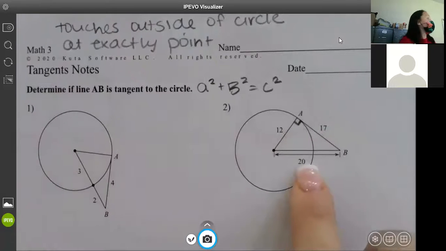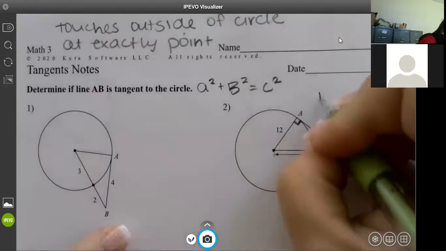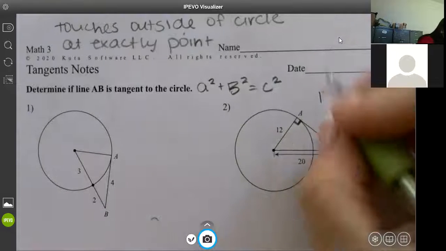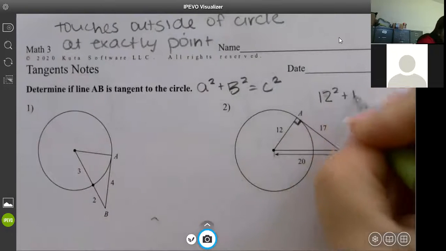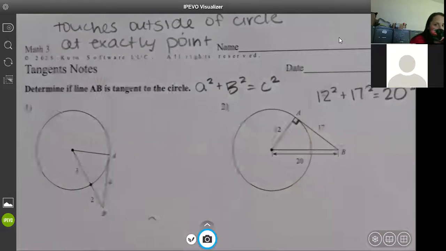20 is going to be your hypotenuse. How do I know that? 20 is the longest one. The hypotenuse is always the longest, okay? So your right angle is always going to be on the outside of the circle. So we're going to do 12 squared plus 17 squared. And we're going to see, does it equal 20 squared?